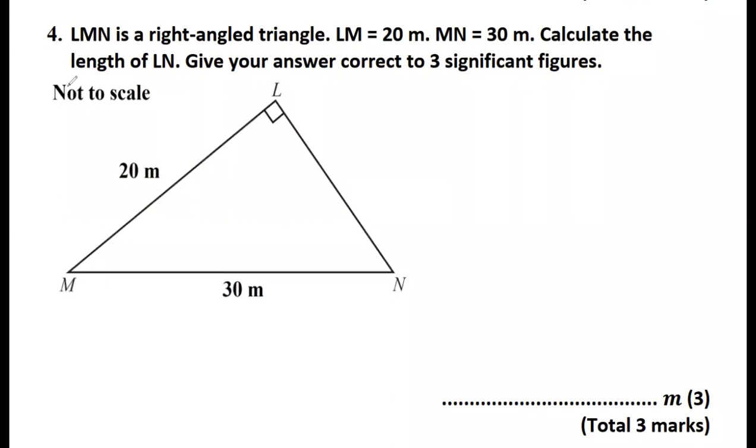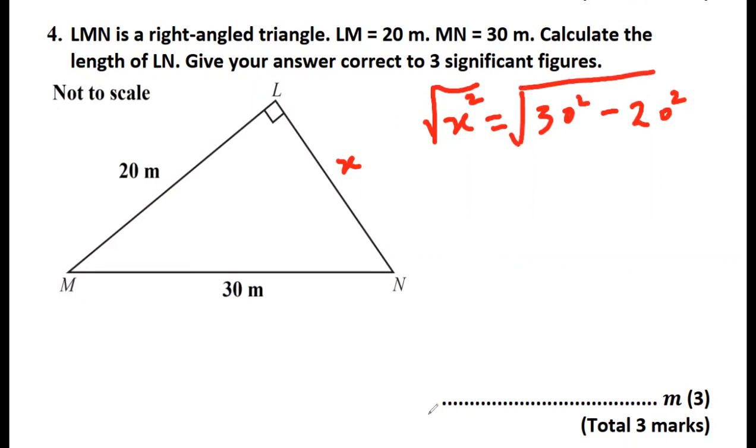And let's move to question number 4. It says LMN is a right-angled triangle. LM is 20 meters, MN is 30 meters. Calculate the length of LM. Give your answer correct to 3 significant figures. Right, so in this triangle, as you can see, the hypotenuse is given, so we should expect our answer smaller than 30. X squared will be equal to 30 squared, take away, not add, 20 squared, and then we can square root both sides, and let's use a calculator.